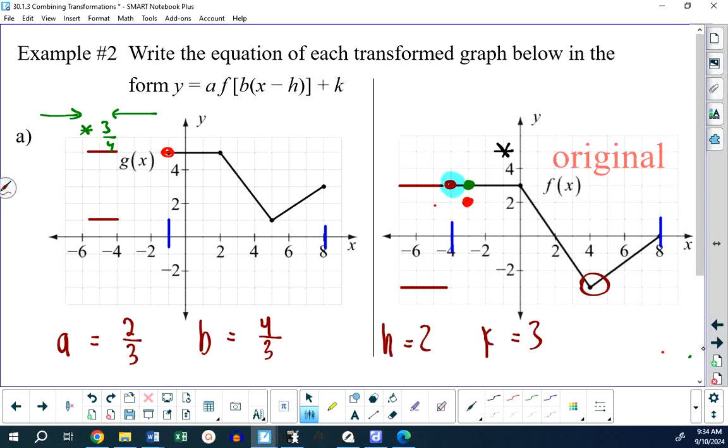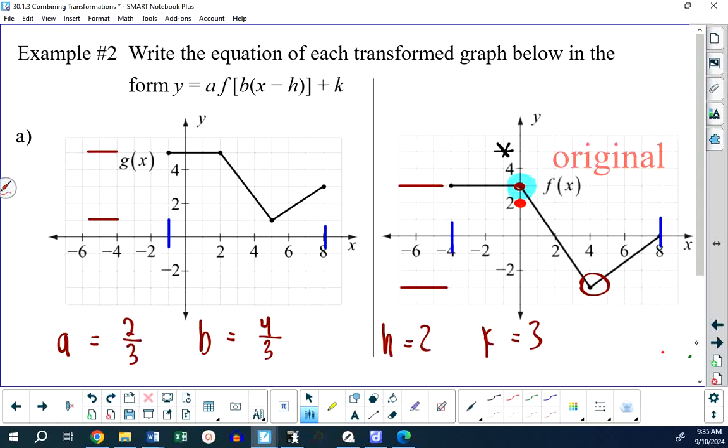Let me do this again, though, because it shouldn't matter which point I decide to think about. So, for example, I might focus my attention on this point. And that might be a wiser move because it's not affected by that horizontal stretch factor. If I stretch this point vertically by 2/3, here's the original point, it lands here. And when I stretch it horizontally by 3/4, it doesn't move.